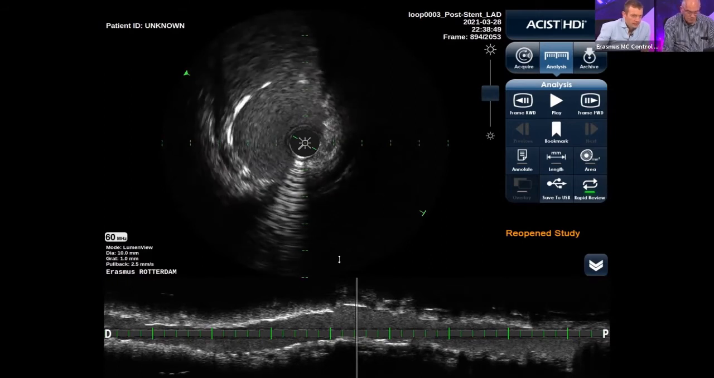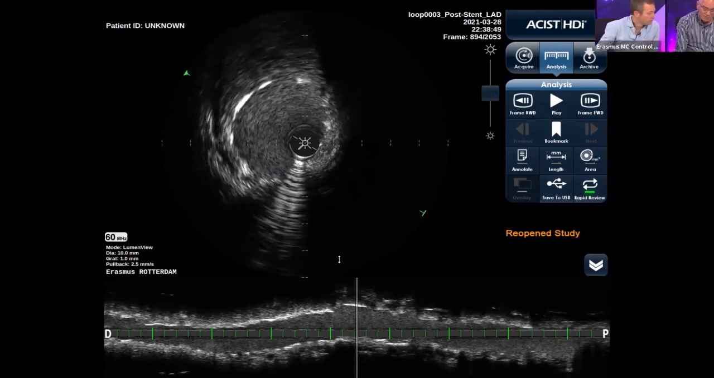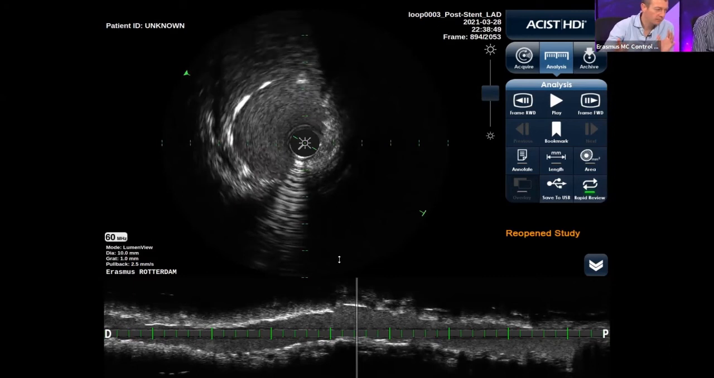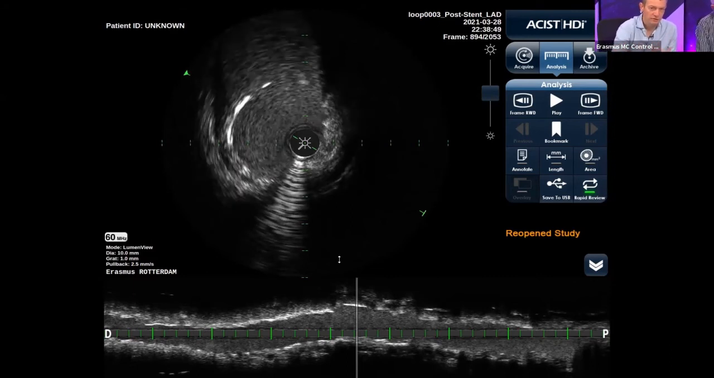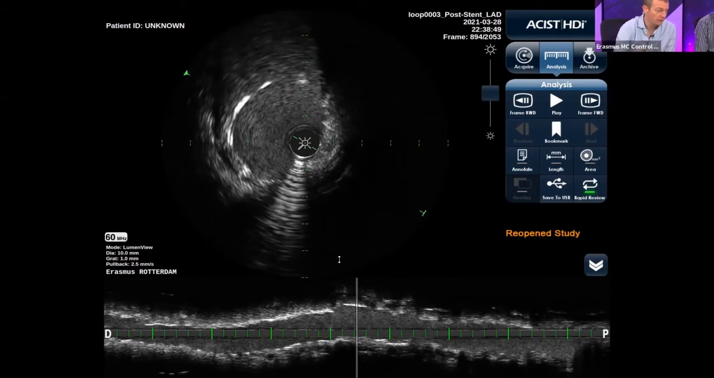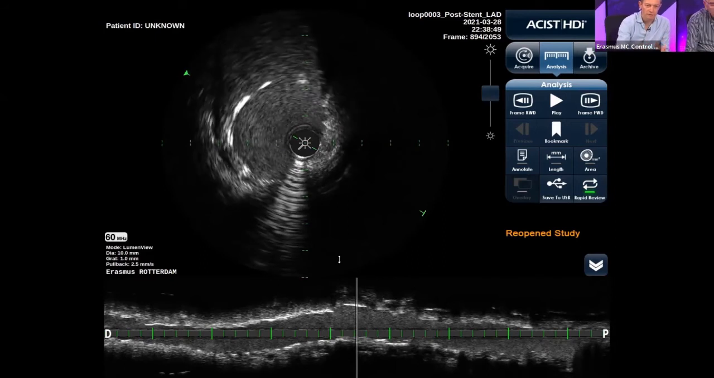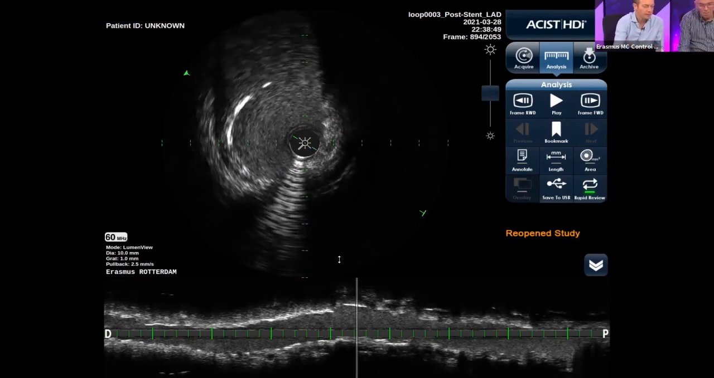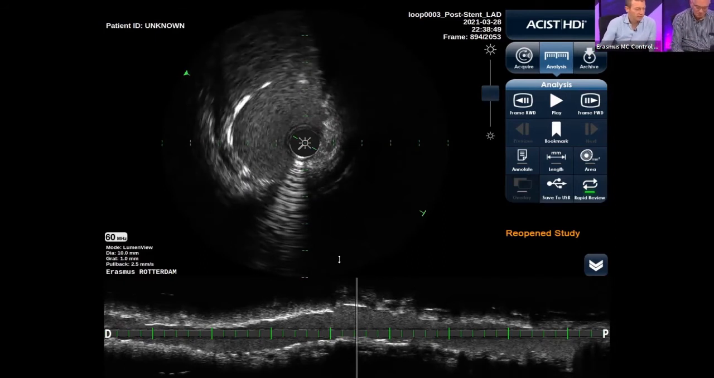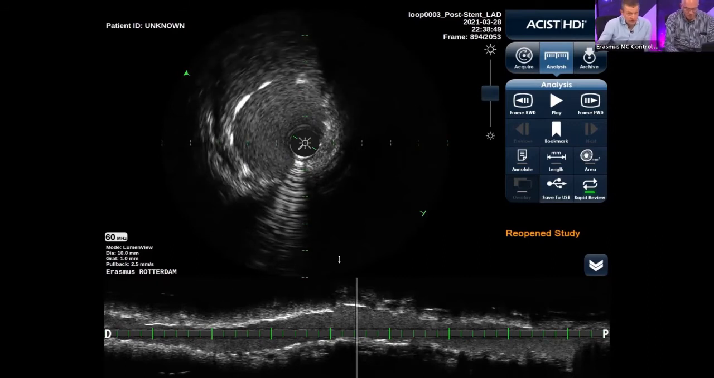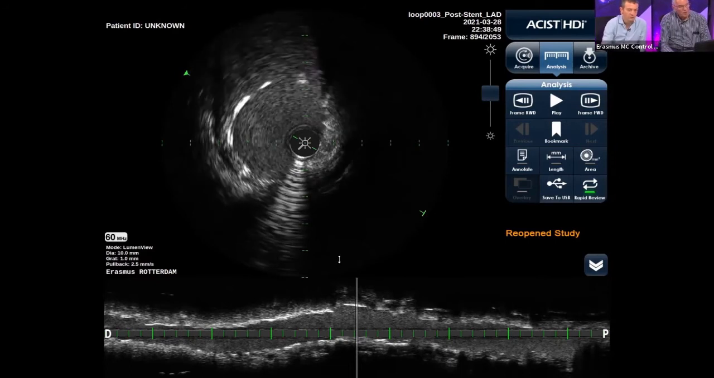If I do a pullback in this case, LAD, and you see an ostium of, for instance, a large diagonal like this, you can be really confident that if you pick a provisional approach, this large diagonal will remain patent. So that means I rarely use two wires. I don't use wires to protect the side branch because I can be pretty confident that this large diagonal will remain open after provisional stenting in a pre-PCI setting, but even if you confirm that in a post-PCI setting, that is quite reassuring.